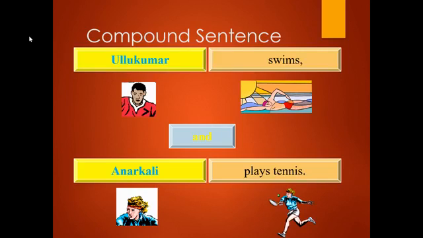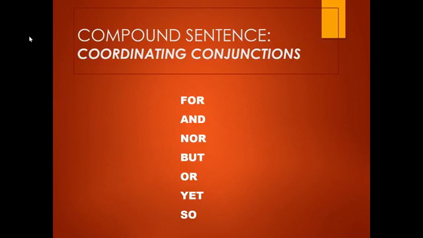Now remember one thing, when we talk about independent parts, these parts are not dependent on the other. Over here, Ullu Kumar swims is not dependent on Anarkali plays tennis. And in the same way, vice versa, Anarkali plays tennis is not dependent on Ullu Kumar swims. These are complete and independent sentences, independent clauses, right? These are the words that are coordinating conjunctions: for, and, nor, but, or, yet, and so.